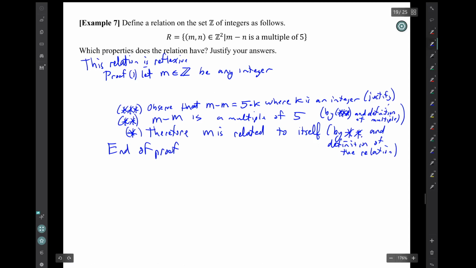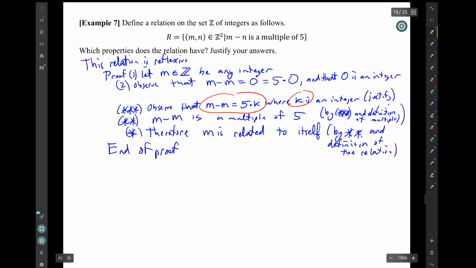Well, we can put in this statement. So notice that m minus m is just 0, and that can be written as 5 times 0, and that 0 is an integer. So we need to get to this statement where we have this k, so we need to introduce our k. So we've introduced this integer k, and that's it.